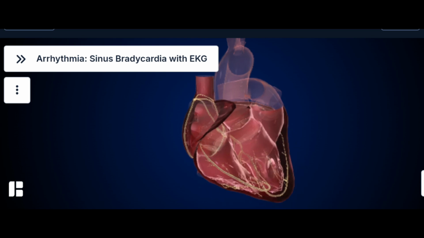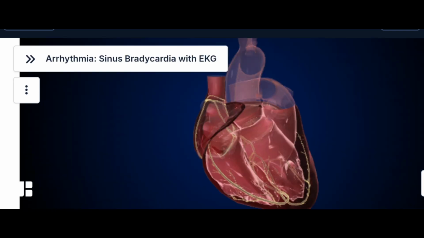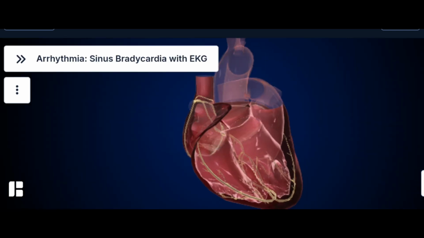So you can see in the ECG there is a prolonged distance in the P complex. Okay, you can see there is a wide gap. Okay, that is called sinus bradycardia.